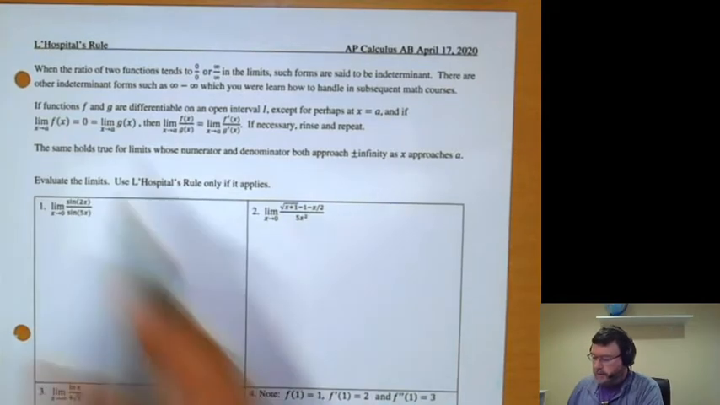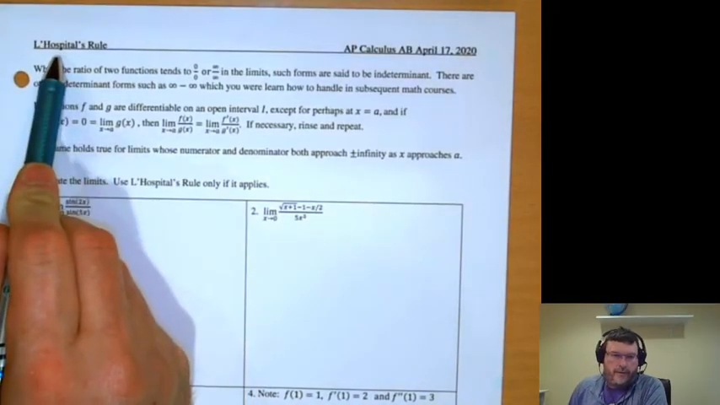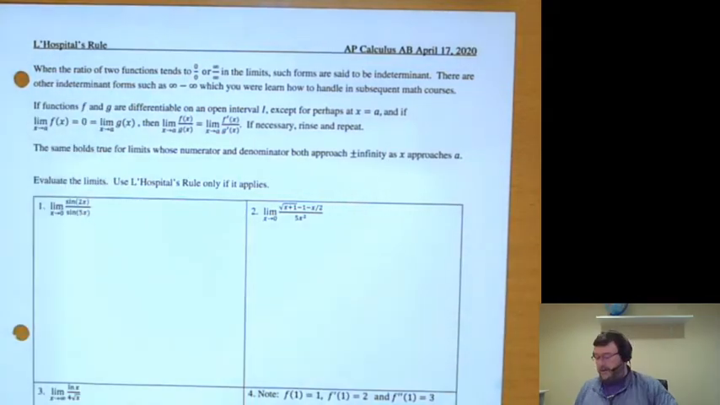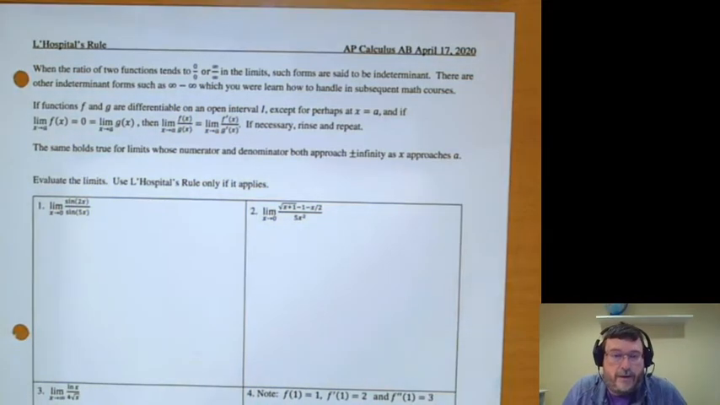So I'm just going to kind of go over L'Hopital's rule. L'Hopital's rule is an important rule when you're doing limits, another way to do it. When you have ratios that tend to go to 0 over 0 or infinity over infinity, which we call the indeterminate form, there's a rule that we can use, L'Hopital's rule, but there are certain stipulations that we need to have when we're doing this.